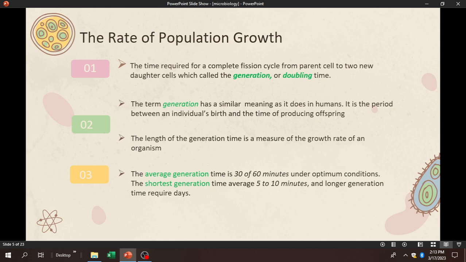As long as the environment remains favorable, this doubling effect can continue at a constant rate. With the passing of each generation, the population will double over and over again. The length of the generation time is a measure of the growth rate of an organism. Compared with the growth rates of most other living things, bacteria are notoriously rapid. The average generation time is 30 to 60 minutes under optimum conditions. The shortest generation times average 5 to 10 minutes, and longer generation times require days.